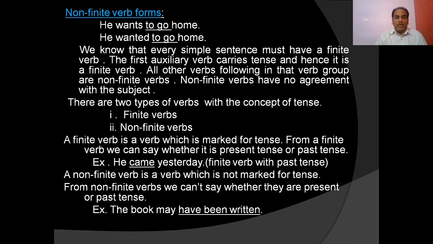And a non-finite verb is a verb which is not marked for tense. From a non-finite verb, we can't say whether it is present or past. The book may have been written. Here may is the finite verb. The rest, have been written, is the non-finite verb. Why? We know the verbal group is may have been written, and the first verb may is a finite verb, and the others, have been written, are non-finite verbs.